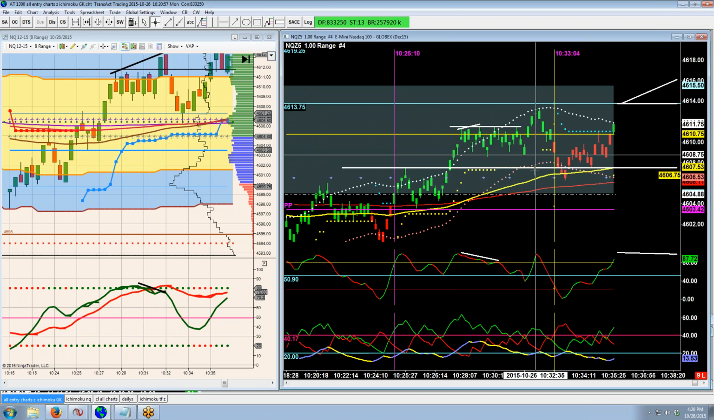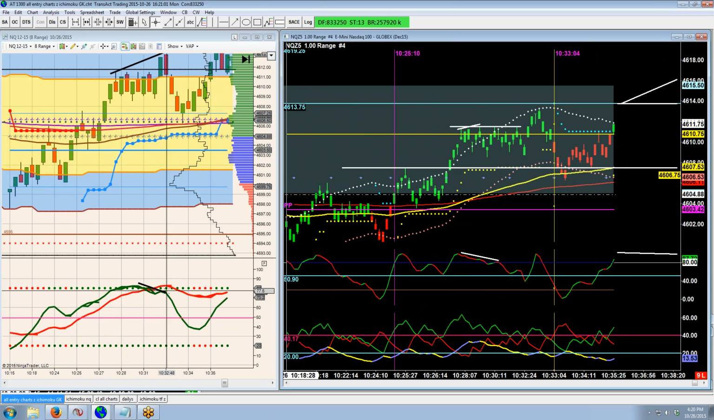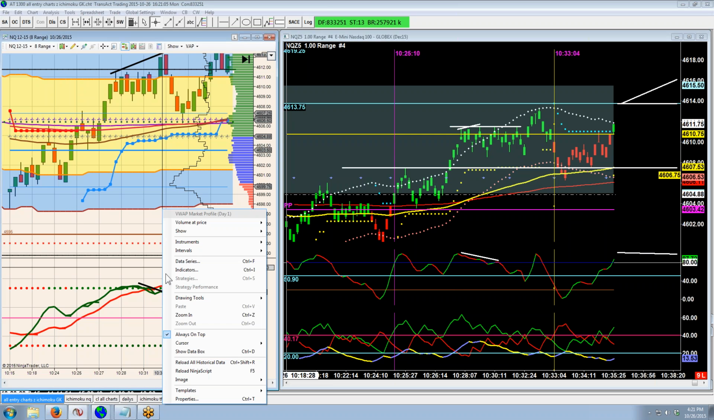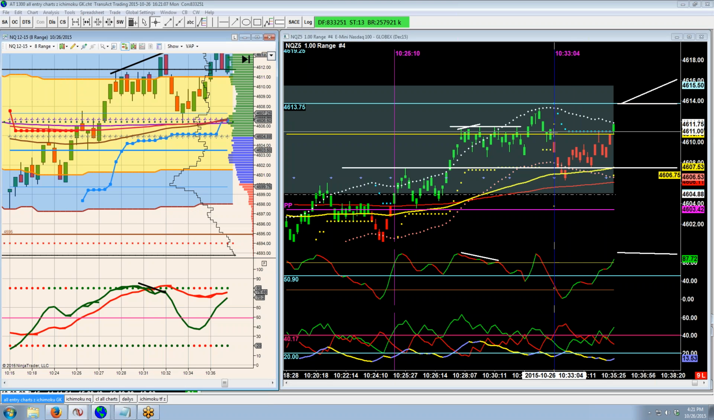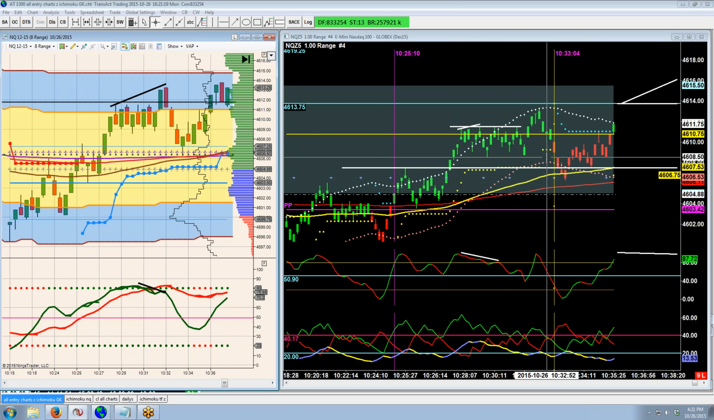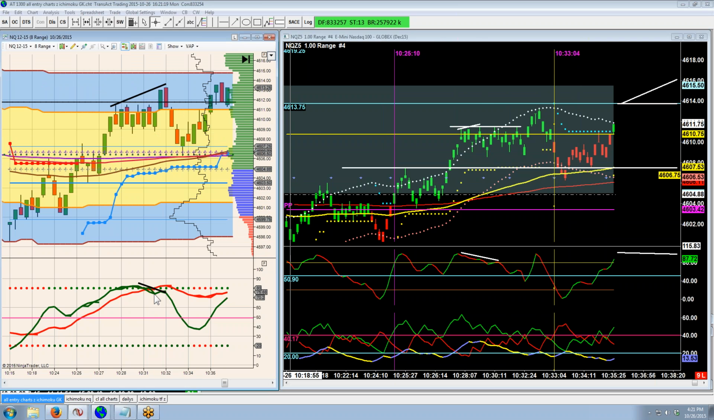Why did I color that color? There we go. So at 10.33, we want to see our green line below our red, which we have, and this is the exception to the rule, and that's why I had that marked. You can see our green line is below the red, but our red is still in overbought when we're trying to take this as a short at 10.33. So that would be a pass.